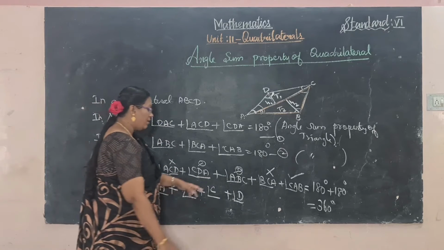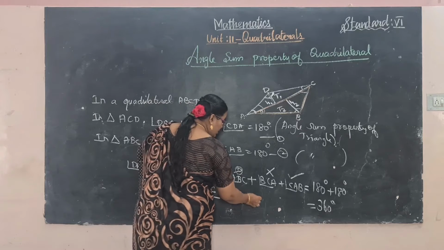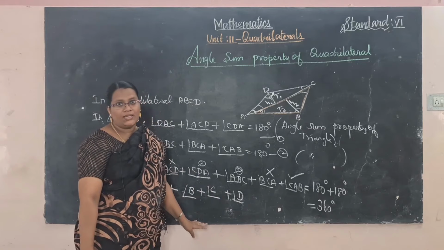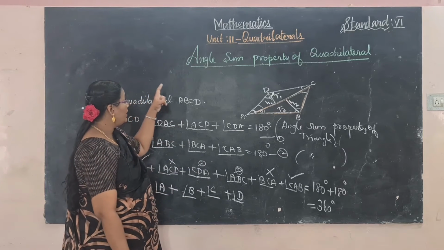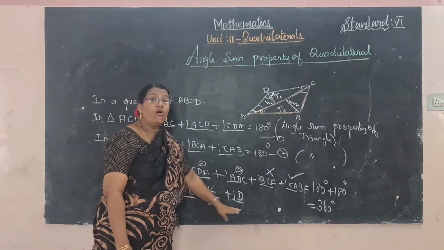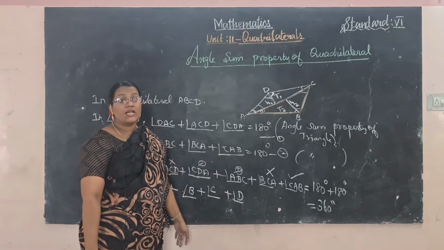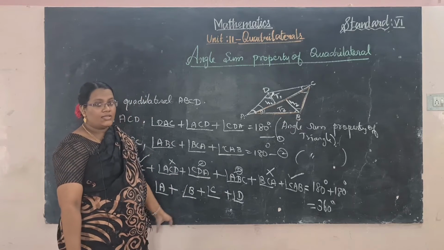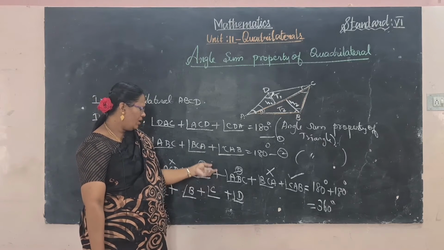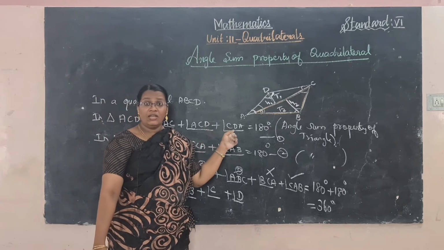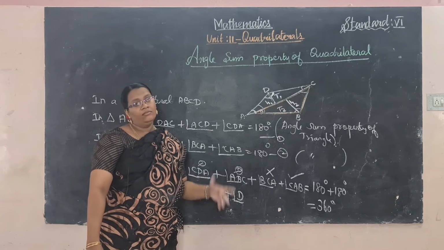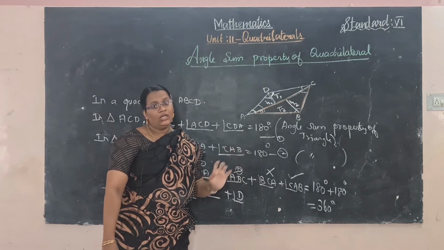So angle A plus angle B plus angle C plus angle D is equal to 360 degrees. So the sum of 4 angles is equal to 360 degrees. So what is the property? Angle sum property of a quadrilateral: the sum of 4 angles is 360 degrees. That's all. Okay, this is very important. For your understanding, I have given one activity related to this. Okay, you will see and do the activity and send it to the group.